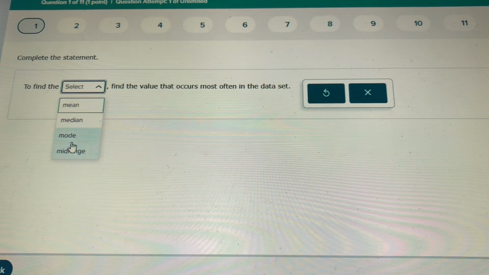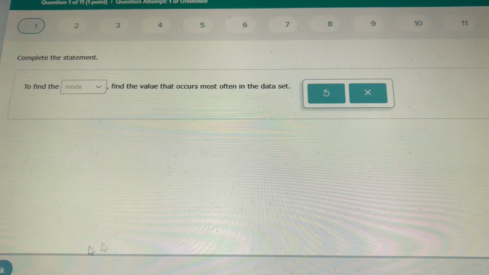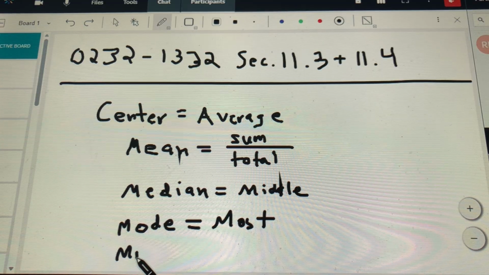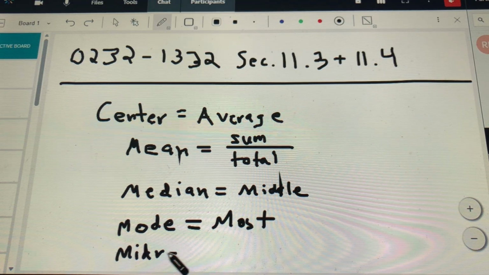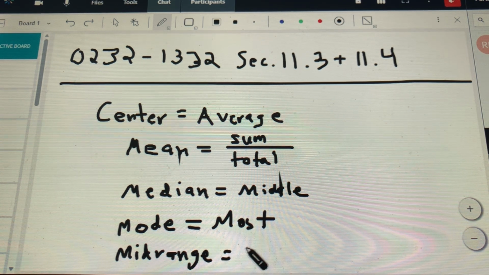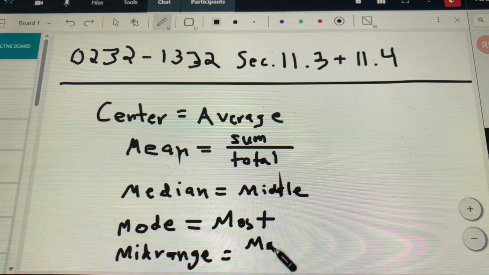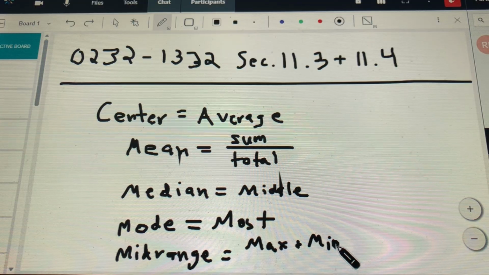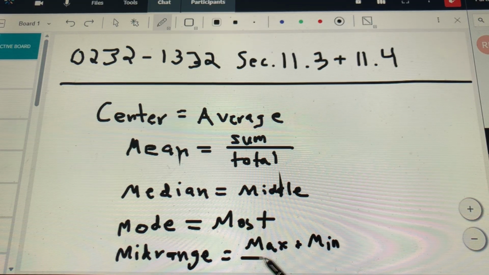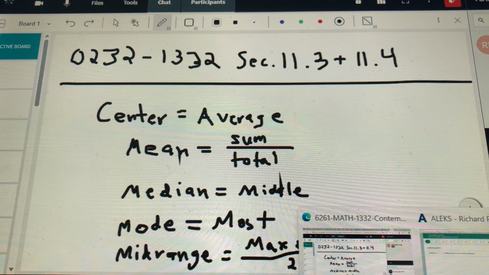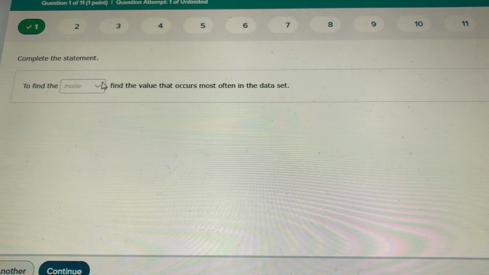And there is a 4th one called mid-range. I wasn't sure if they were going to do that one here. You don't see this one in junior high, but for mid-range you average the highest and lowest number. So it's the max plus the min, and when you're adding 2 things, the order doesn't matter, so you could actually do min plus max if you'd rather do that. Max plus min divided by 2. If you average the highest and lowest, you get something called the mid-range. It's not used as often as the other 3, but apparently they're going to do it since it was an option here.